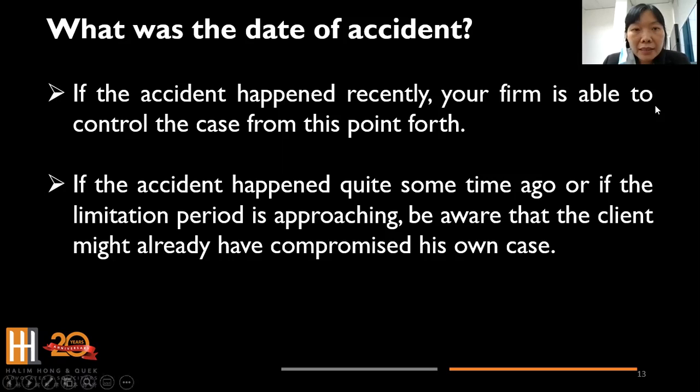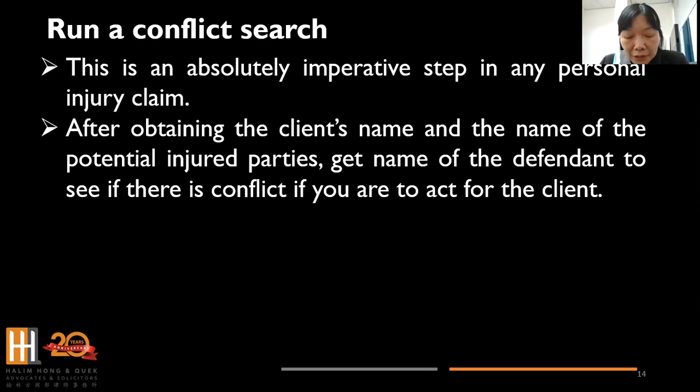Next slide. Then you run a conflict search. This is a very imperative step in any personal injury claim. Not only in personal injury, any litigation matter that you do, you need to run a conflict search, to make sure that we are not suing our own client. So obtain the client's name, and the other injured parties, let's say there are other passengers sitting at the back who are also injured, so you get their names also. You also get the name of the other car, who knocked into your car, the name of the defendant, to see if there's a conflict if you have to act for the client.